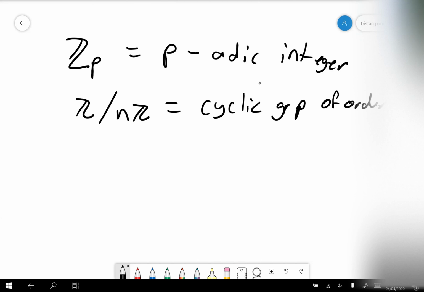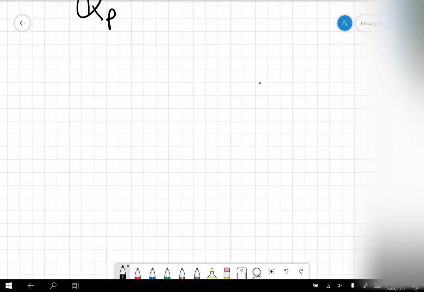So the first thing I want to do is to define the p-adic integers, and from the p-adic integers we can define the p-adic numbers. Well, the p-adic numbers we write as Q_p. As the notation suggests, Q_p, the p-adic numbers, is actually the field of fractions of the p-adic integers. But we shall see that later.